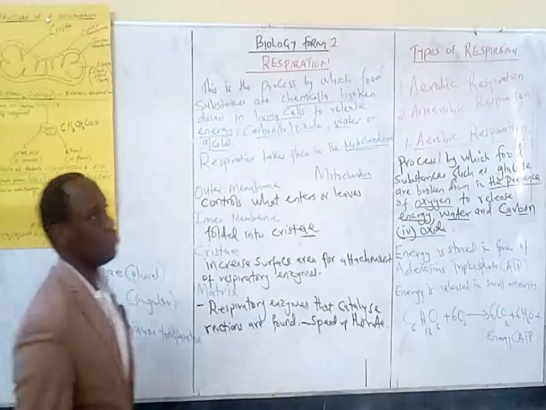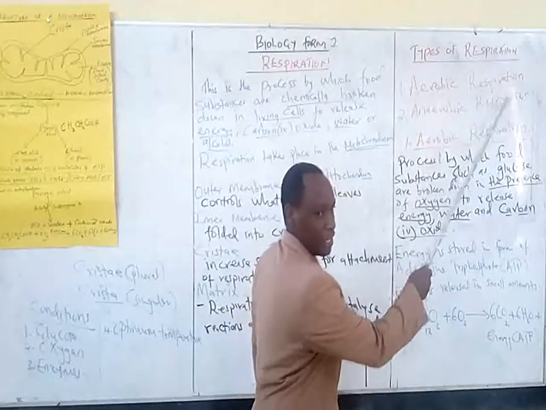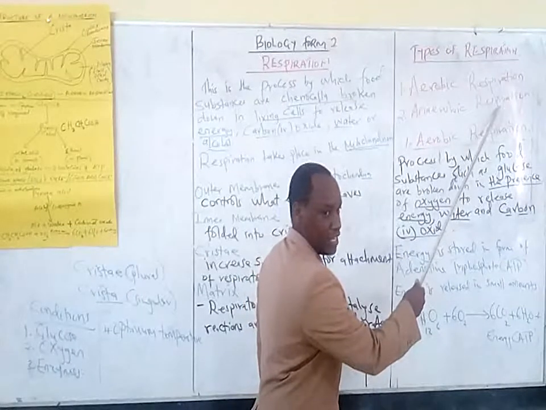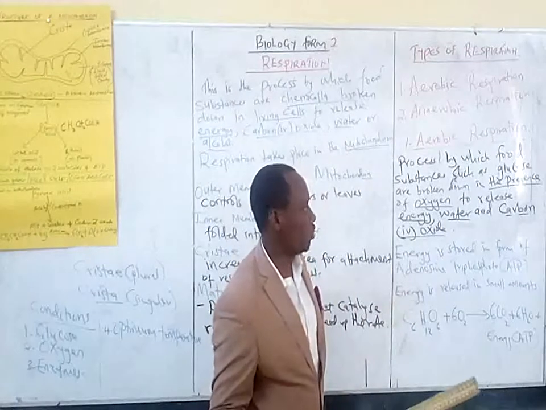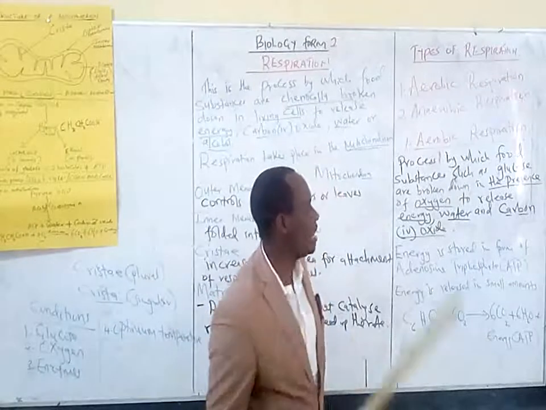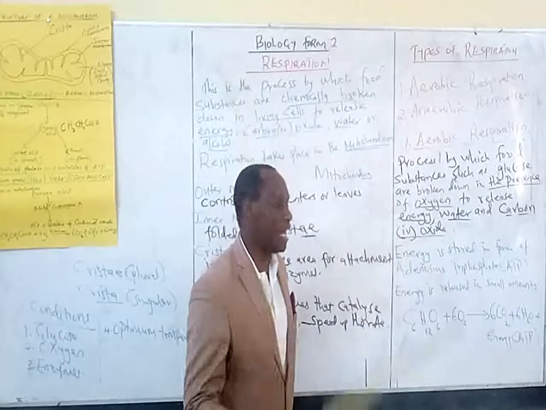And then later on we have studied the types of respiration. Number one, aerobic respiration. Number two, anaerobic respiration. And I've said, today our emphasis is on aerobic respiration. What have we said? It is the process by which food substances, such as glucose, are broken down in the presence of oxygen.